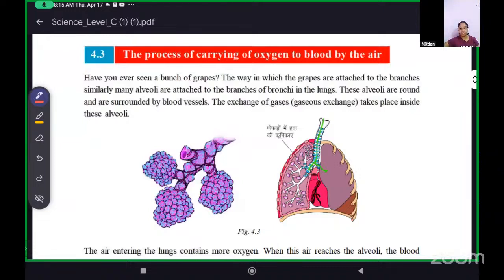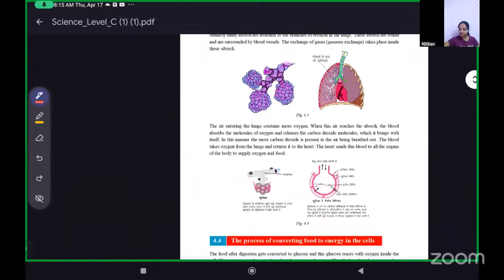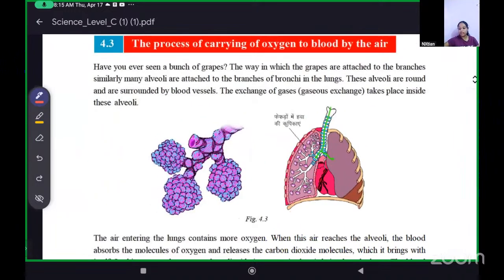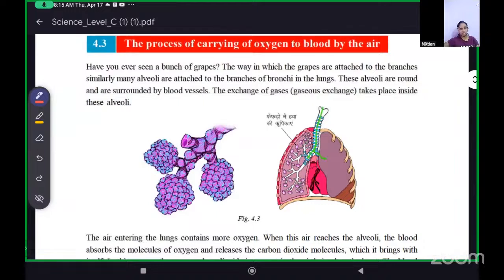Tomorrow we will talk about the process of carrying oxygen to the blood by the air, how the oxygen is carried to the blood. This is a very interesting thing. We'll talk about alveoli and their functions. If I can find a video, then I'll show you all a video about it too.